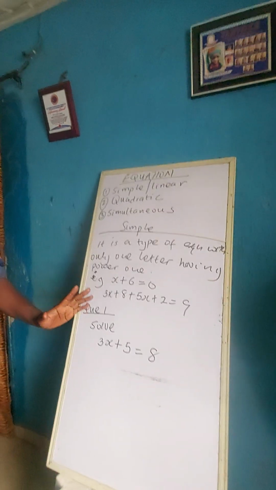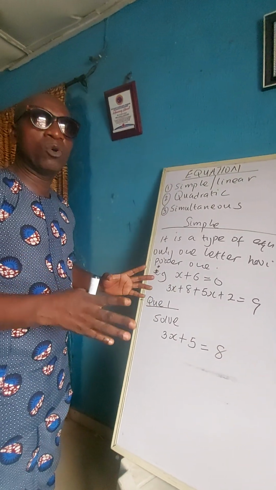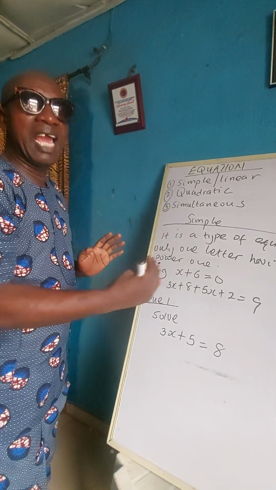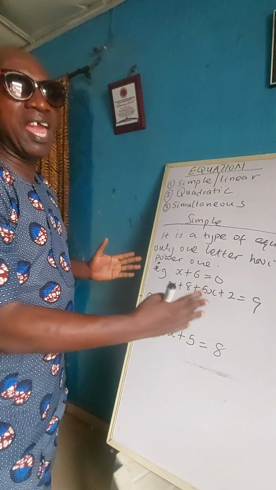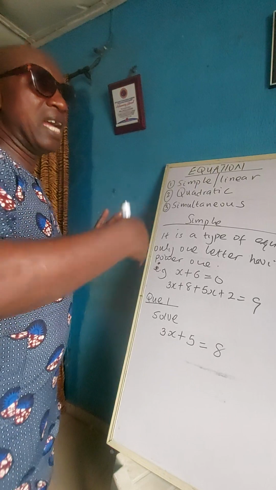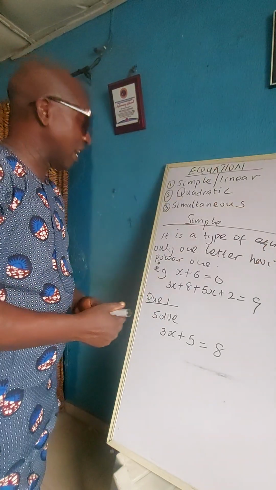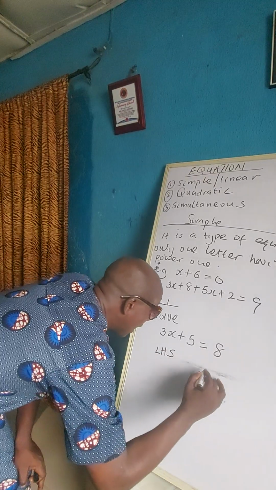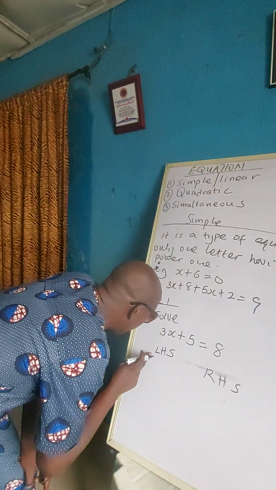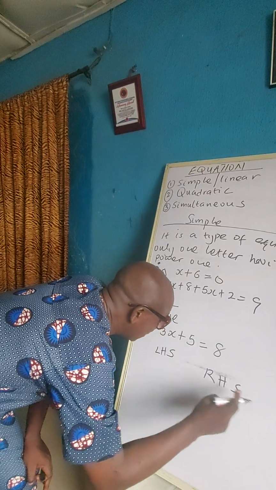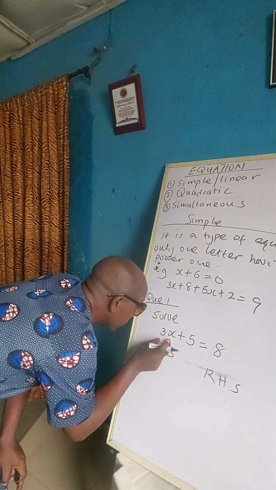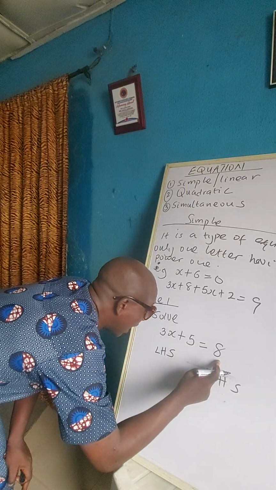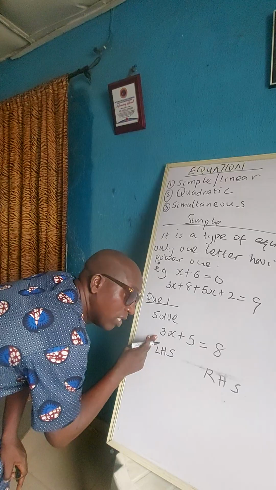The basic thing in simple linear equation is that there is no specific method in solving it. The only way to go about it is collecting like terms. Carry the terms that have x to the left hand side and the ones without a letter to the right hand side. That is LHS and RHS, left hand side and right hand side. This one is 3x. Does this one have x? No. Does this one have letter x? No. That means only this one has letter x.